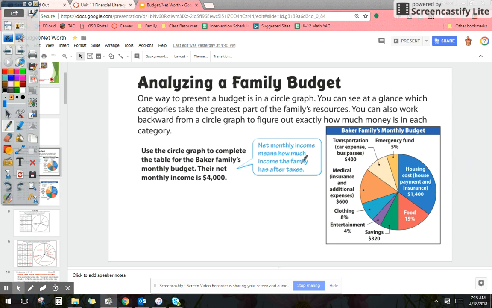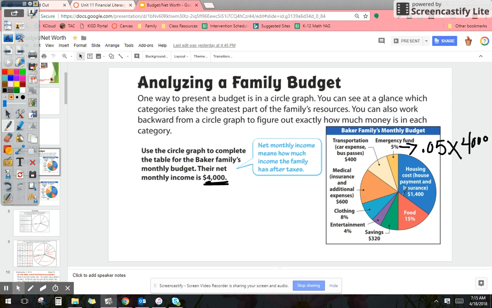So, this family's budget for the month is $4,000. And some of these categories are represented by dollar amounts and some are represented by percents. So if we have a dollar amount and we want to get to a percent, it's a different process than if we have a percent and want to get to a dollar amount. We've worked with percents quite a bit. So anytime we have a percent, we are going to change that to a decimal, and then we're going to multiply by our total.